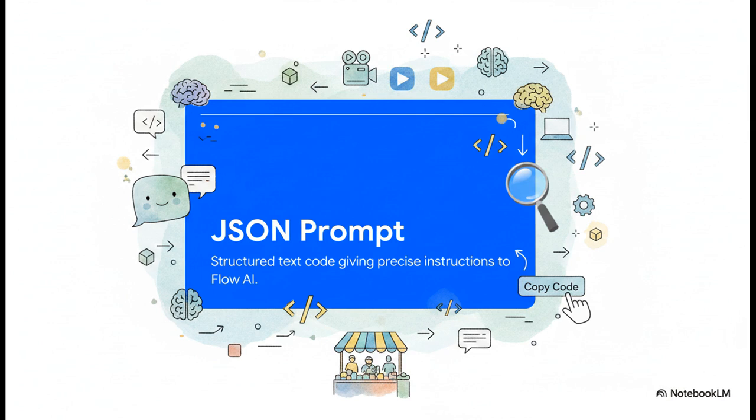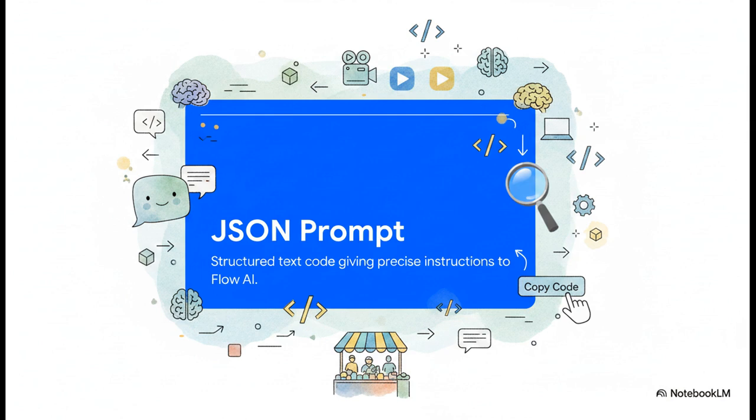Now, wait, if you aren't a programmer, the word JSON code probably sounds super intimidating. Do not let it be. A JSON prompt is really just a highly specific, structured set of instructions for the AI. And here is the ultimate trick. You don't even write it.